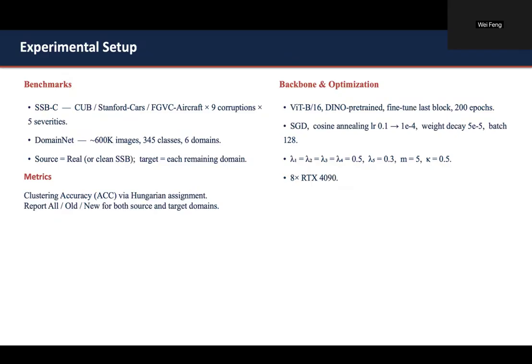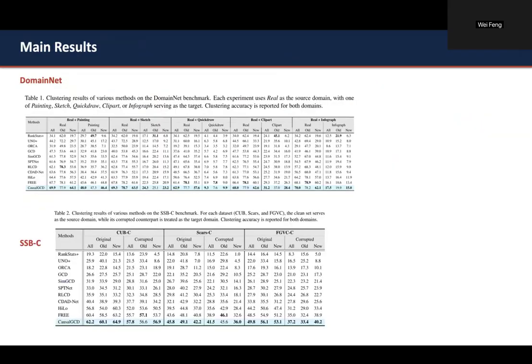We evaluate our method on the SSBC benchmark, the dominant benchmark. For the main results, our carrier GCD consistently achieves state-of-the-art performance on both benchmarks. The gains are especially strong on the target domain new categories, with an average improvement of more than 4 to 5 points over the strongest baselines. This shows that reducing domain confounding can significantly improve novel category discovery under domain shift.